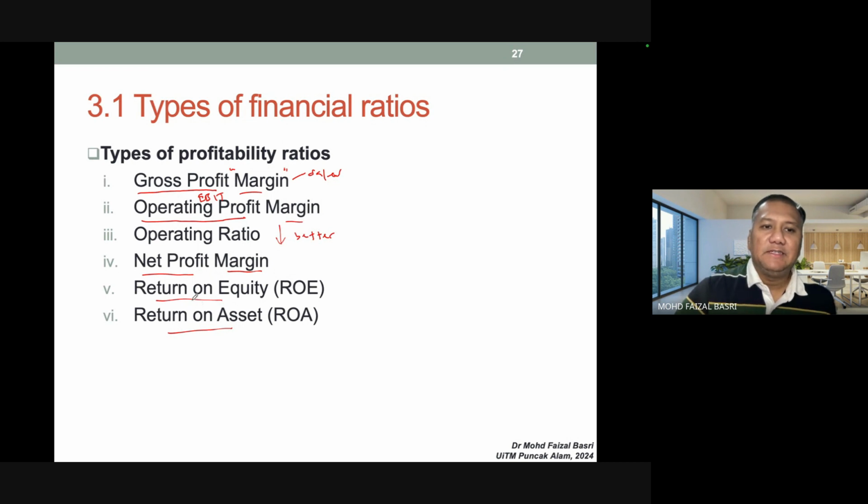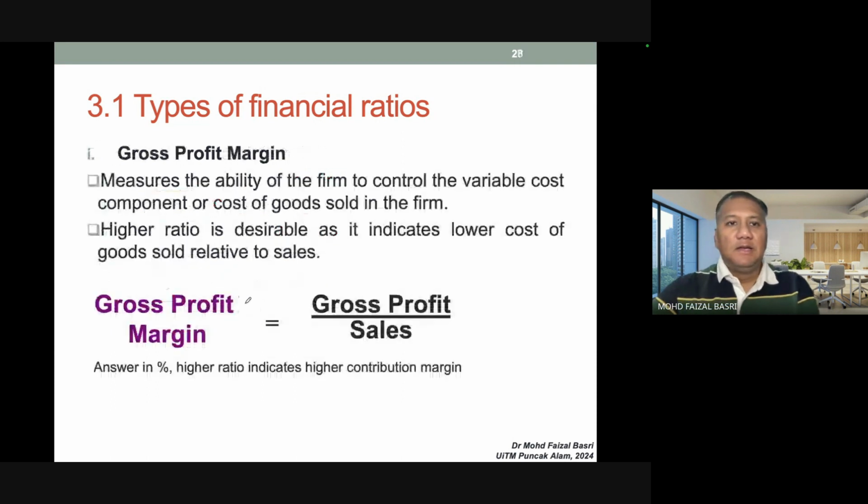And number 5 and 6 are based on return on equity. Return here is the net profit. So return on equity is net profit on equity, meaning net profit divided by equity. Return on asset means net profit divided by assets. That's it. Okay, so let's look one by one.